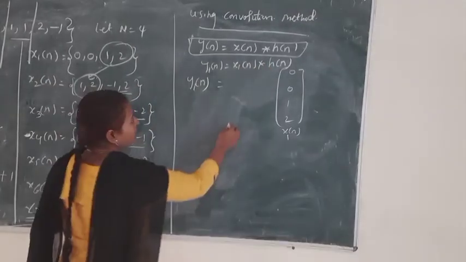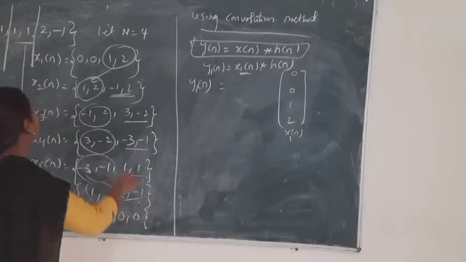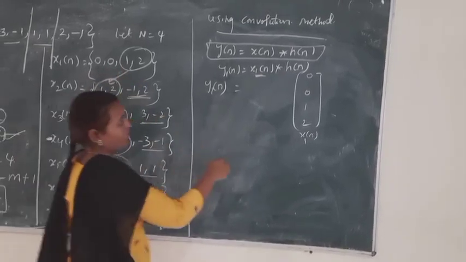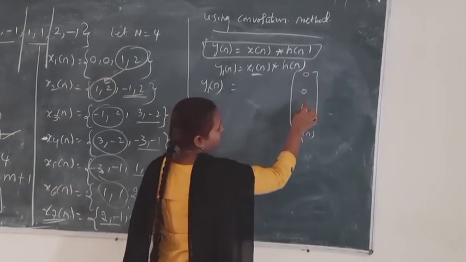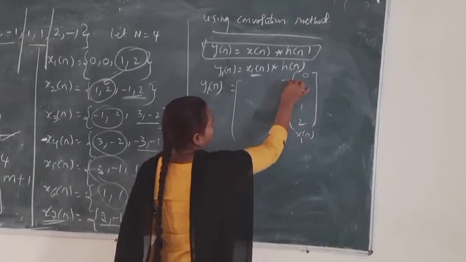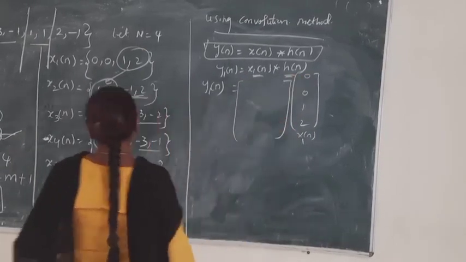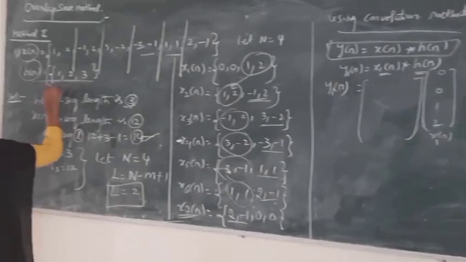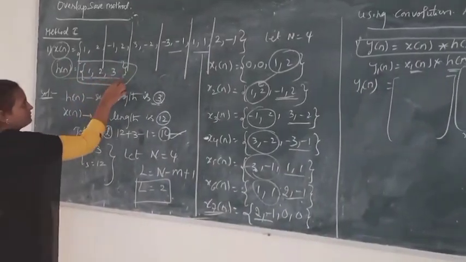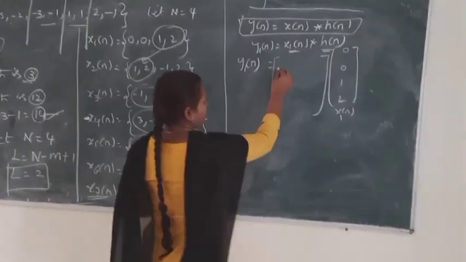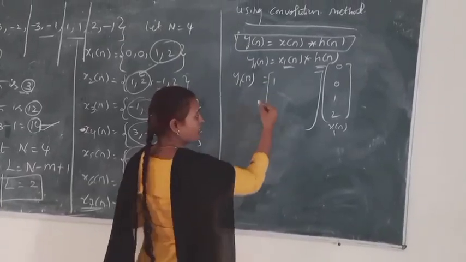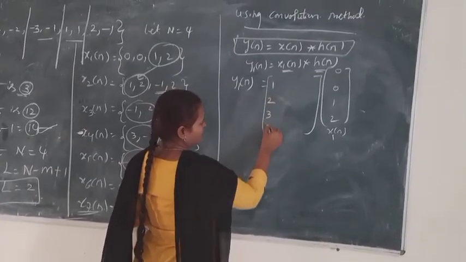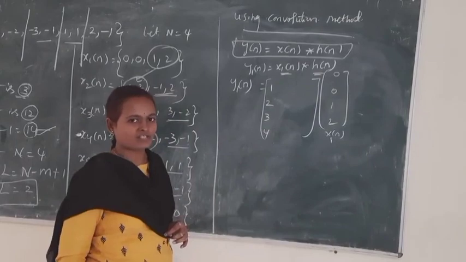I am finding the first input sequence x1 of n, then the output should be y1 of n. y1 of n is equal to x1 of n convolution h of n. What is the x1 of n value? 0, 0, 1, 2. I have to write here 0, 0, 1, 2. Then what is h of n given in the question? h of n is 1, 2, 3, 4. We have to write it vertically, column-wise, 1, 2, 3, 4. This is the first column.